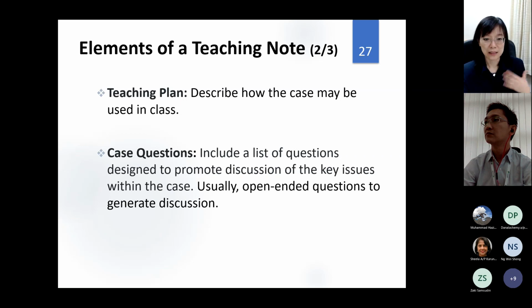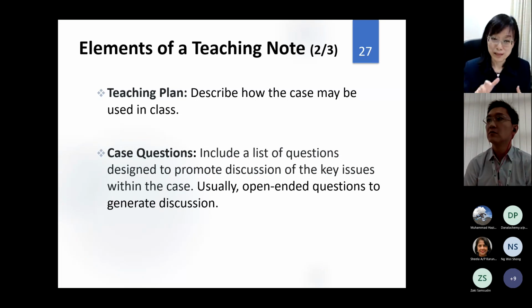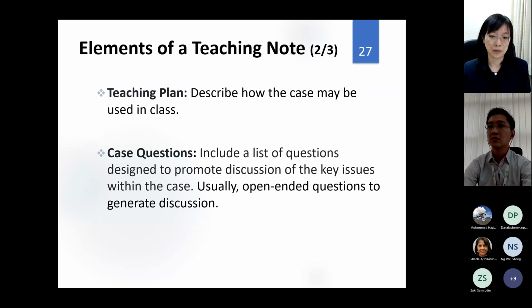Then you have the case questions itself, usually between 3 to 5 as well. And usually what you do here is you include a list of questions that can be used for discussion. And usually they're open-ended questions to generate discussion. And do bear in mind that when you ask these questions, the answers to these questions should be found in the case itself. Yeah, that is the element of a good case.